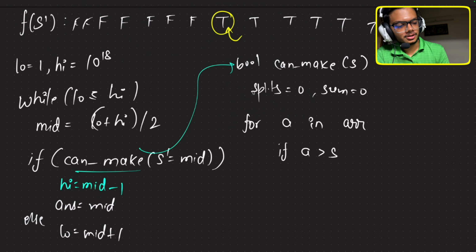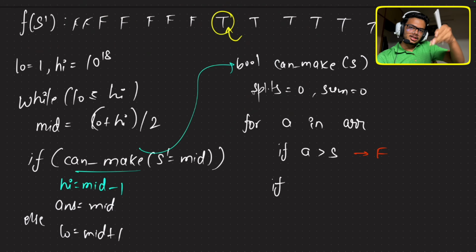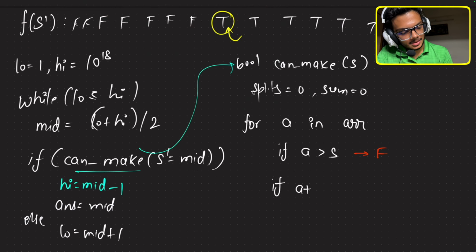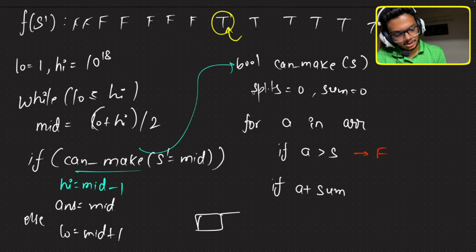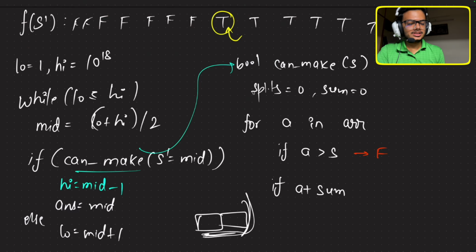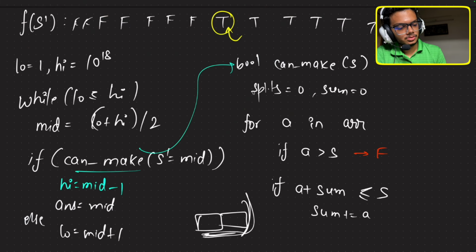So here you have to return false. Otherwise, you need to check, can I include the current element into this part? In other words, if a plus the current sum that you are trying to extend is not exceeding s, if this is less than or equal to s, then it is great. You very well include it. Sum plus equals a.